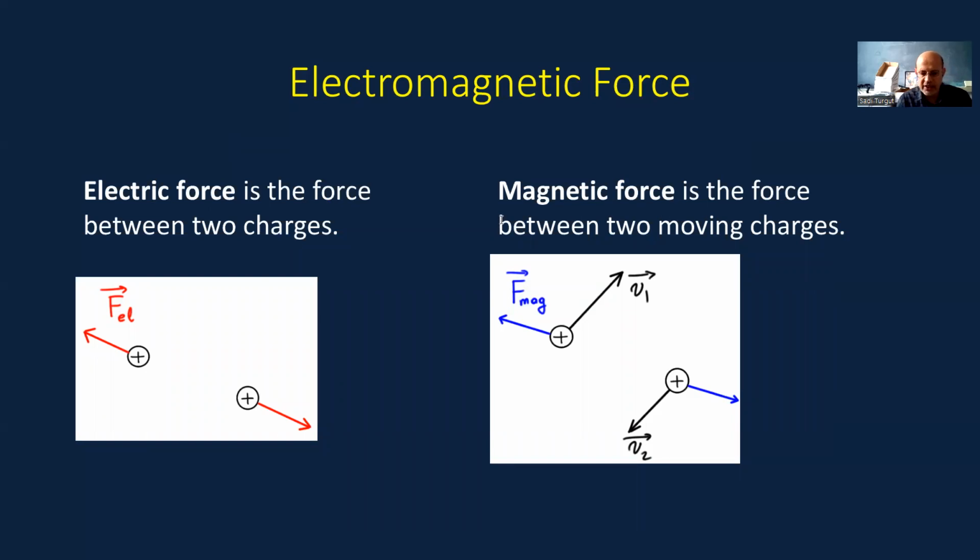So it appears that there are actually 2 forces in here. When we say electromagnetic force, there's this electric force and something called the magnetic force. So at the end, I'm going to say that the electric force is the force between 2 charges, and the magnetic force is the force between 2 moving charges, right? So that's one point of view that we can use to describe these forces.